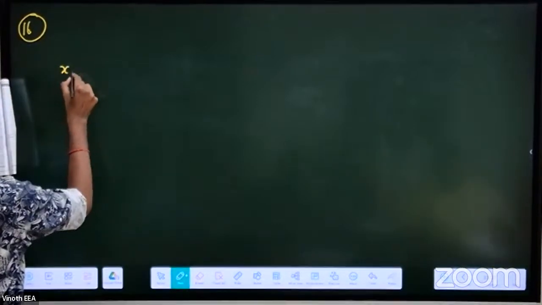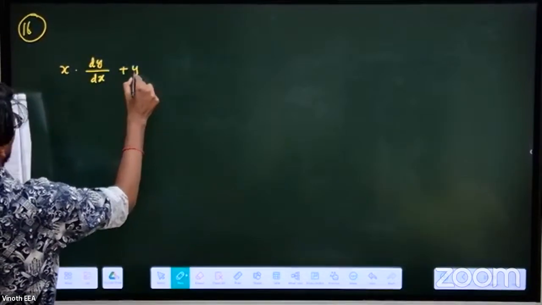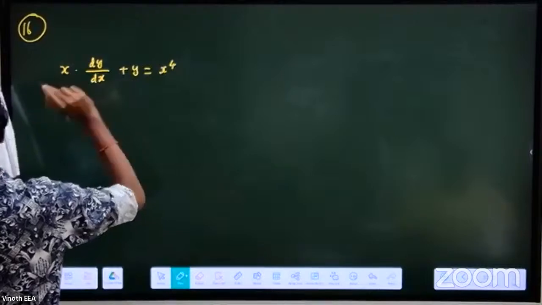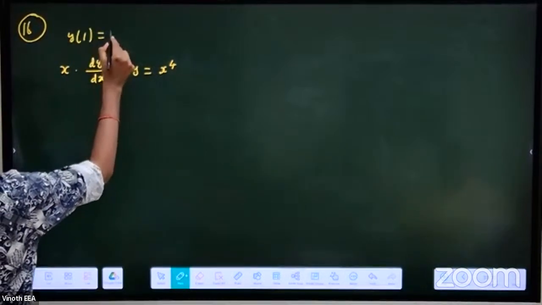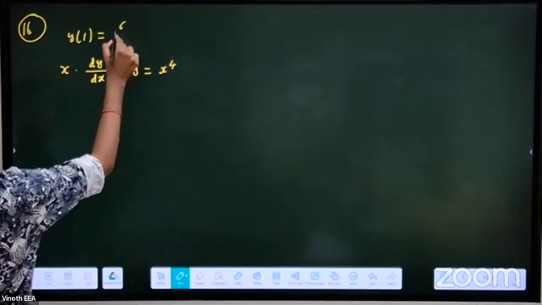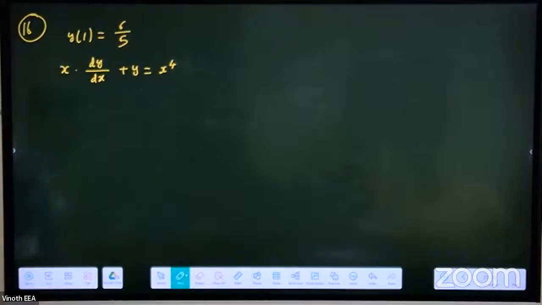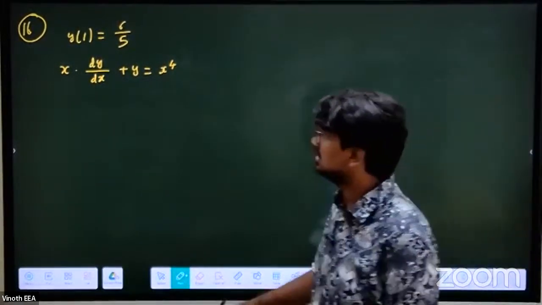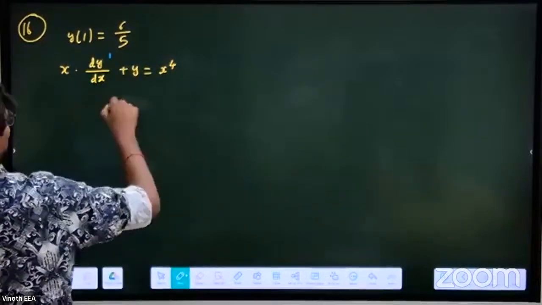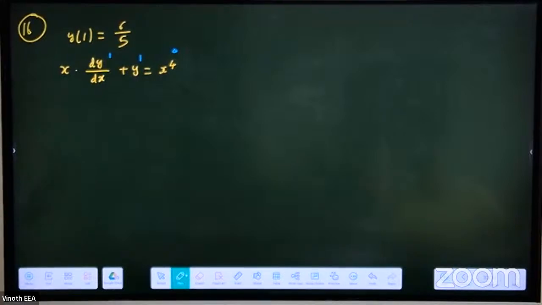16th one: x into dy by dx plus y is equal to x power 4. y of 1 is given as 6 by 5. What is this form? It is linear form. dy by dx has power 1, y has power 1, and x power 4 has power 0. It is not in the proper linear form, but it is linear form.